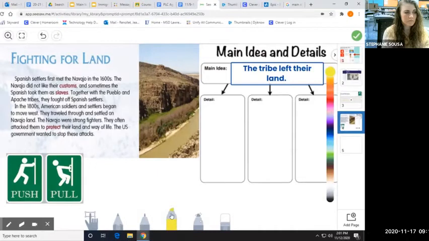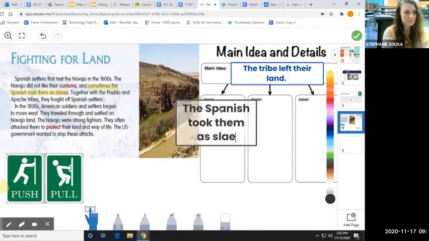In the text, I see that the Spanish settlers sometimes took them as slaves. This would be a push factor, a reason that the Navajo would want to leave their land. I can then record my push factor as a detail in my organizer. The Spanish took them as slaves.